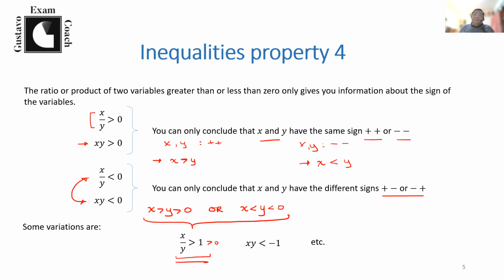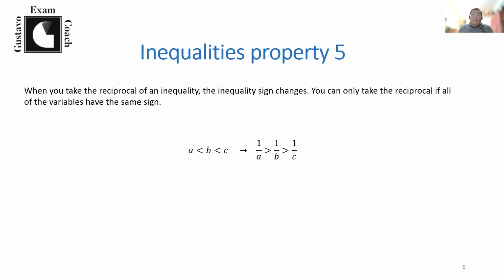Let us deal with property number 5. When you take the reciprocal of an inequality, the inequality sign changes. You can only take the reciprocal if all of the variables have the same sign.